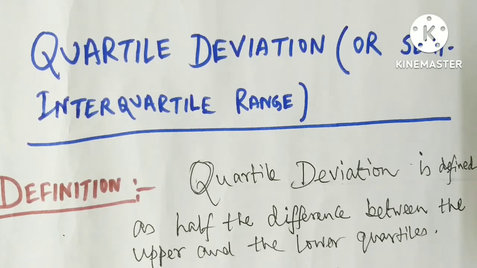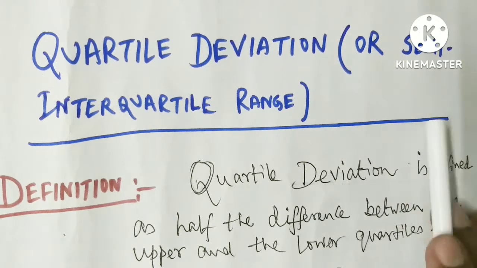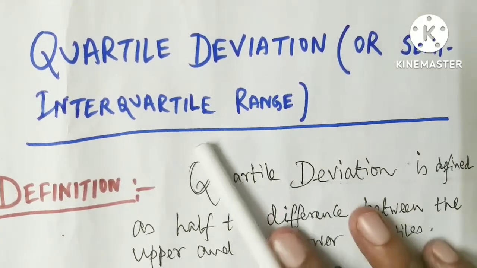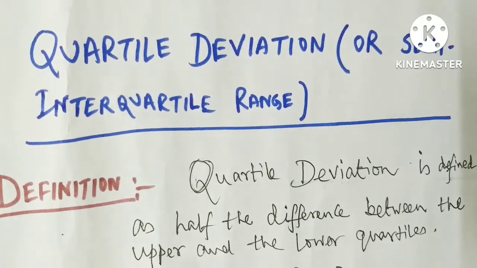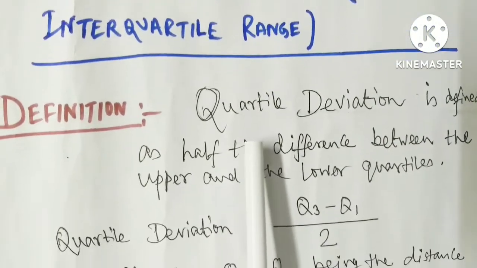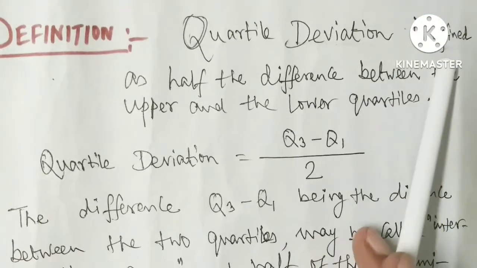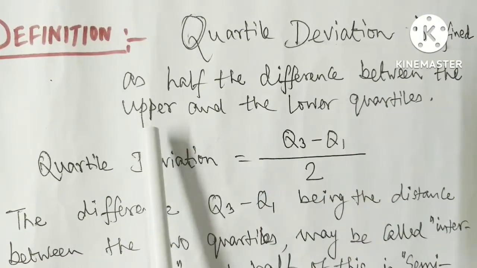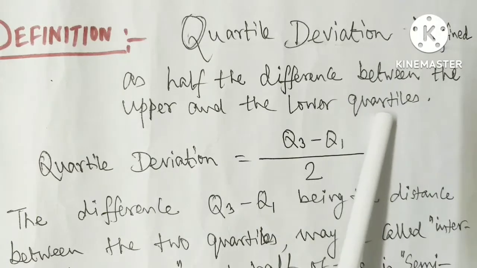Today we will discuss quartile deviation. This is an absolute measure of dispersion, and another name for quartile deviation is semi-interquartile range. By definition, quartile deviation is defined as half the difference between the upper and lower quartiles.